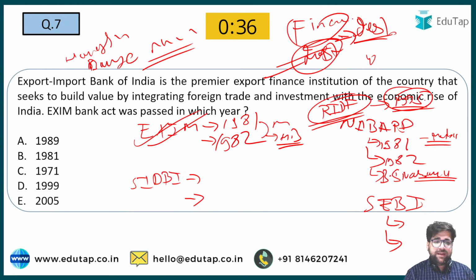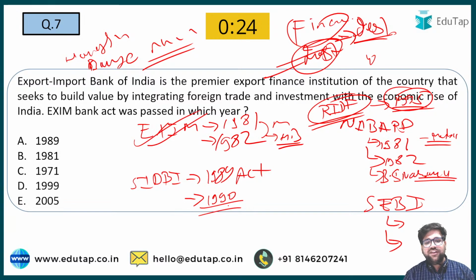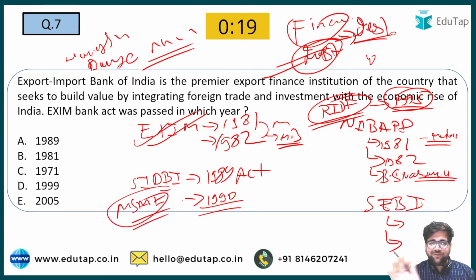If you come to SIDBI, it is also a very important institution, because MSME is very much in the news. The act was passed in 1989, launched formally on 2nd April 1990. SIDBI again is very much in the news because of MSMEs. I hope you know about MSMEs, different criteria. If you don't know, do it right now after the lecture. SIDBI is located in Lucknow. I hope you know about it.